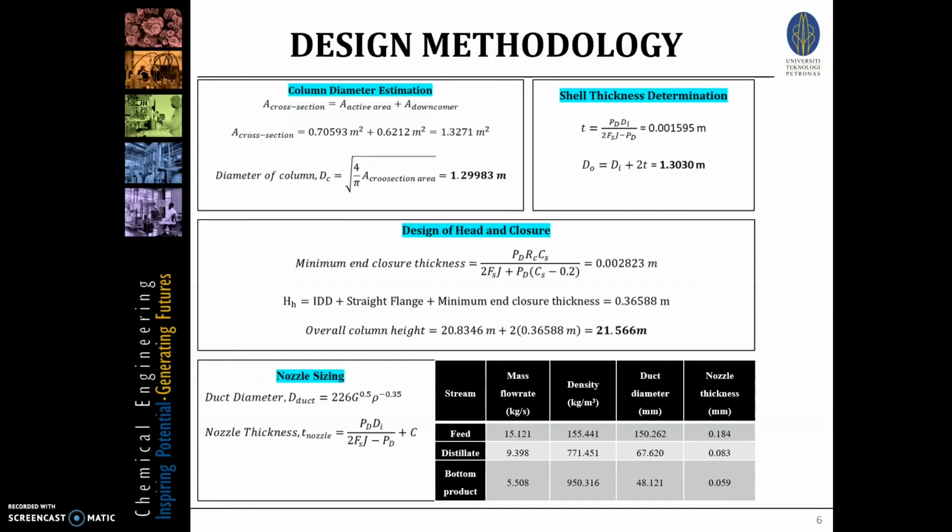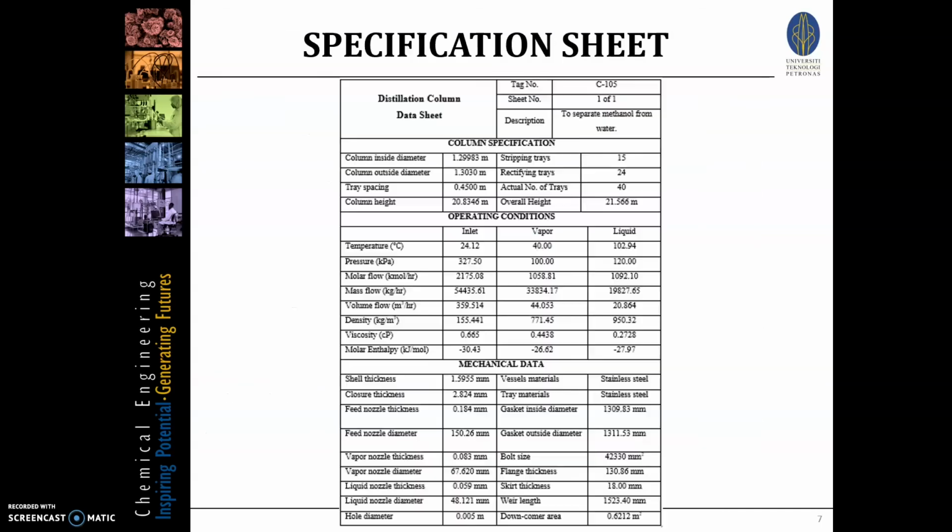In addition, to determine the overall height of the column, the head and closure of the column should be included in the design. With the height of the head and closure of 0.36588 meter, the overall column height is determined to be 21.566 meter. Last but not least, feed, distillate, and bottom nozzles are designed in terms of diameter and thickness. The values are tabulated in the table as shown.